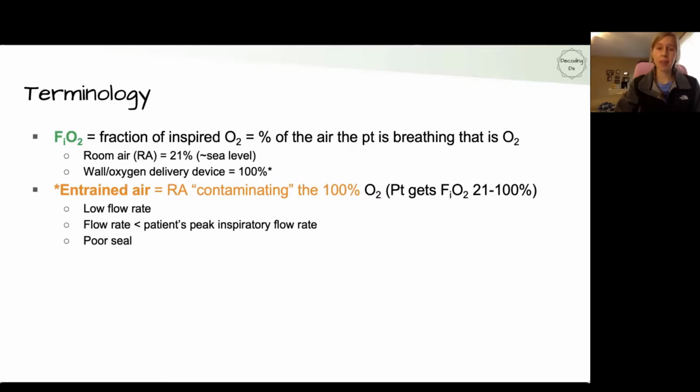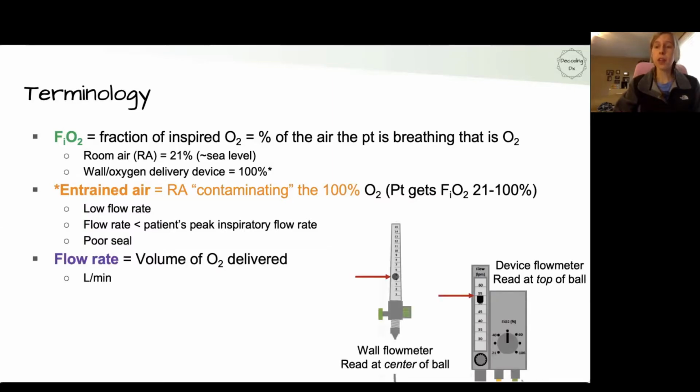The reason that this happens is because the amount of oxygen coming from these devices has kind of a low flow rate or a poor seal, meaning that some of the oxygen can leak out and the other air can seep in. The flow rate is the volume of oxygen delivered in liters per minute. This is how we quantify how much oxygen we're giving our patients.